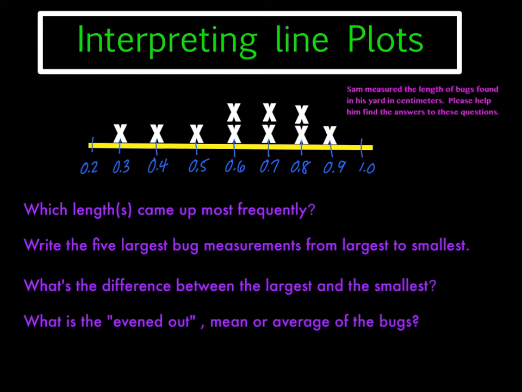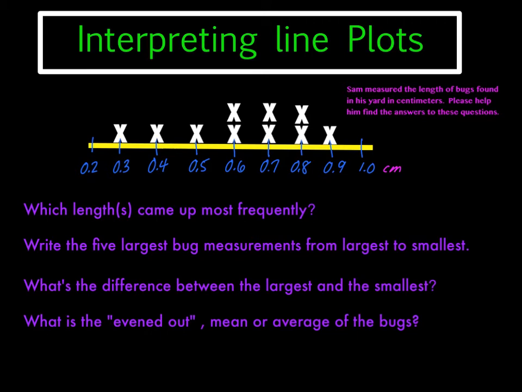Today we'll be revisiting interpreting line plots. Now in this line plot, the situation is as follows. Sam measured the length of bugs found in his yard in centimeters. Please help him find the answers to these questions. So if you look here, our number line starts with 2/10 of a centimeter and ends with 1 centimeter here. Each X represents one insect or bug that he found at that size.